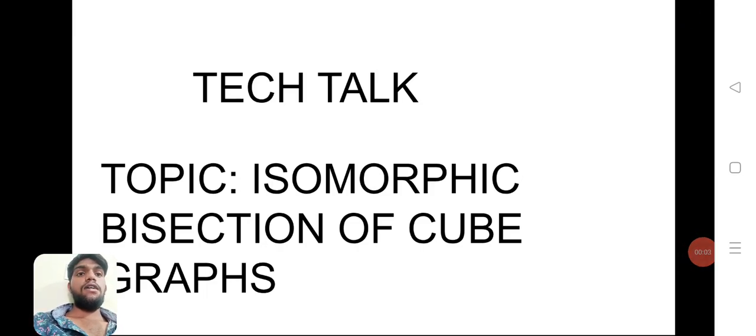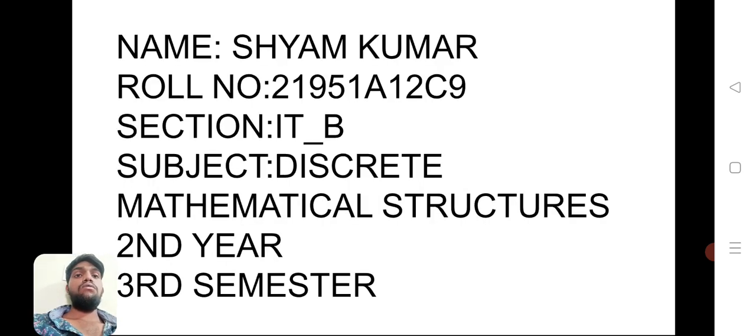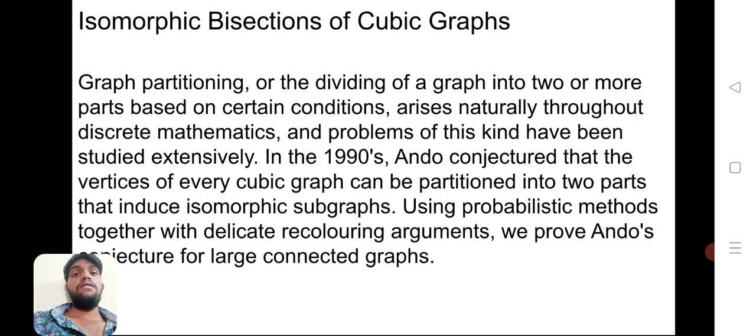Tech Talk topic: isomorphic bijection of cube graphs. Name: Shyam Kumar, roll number 2195, section ITV, subject DMS, discrete mathematical structure, second year, third semester. Isomorphic bijection of cube graphs.